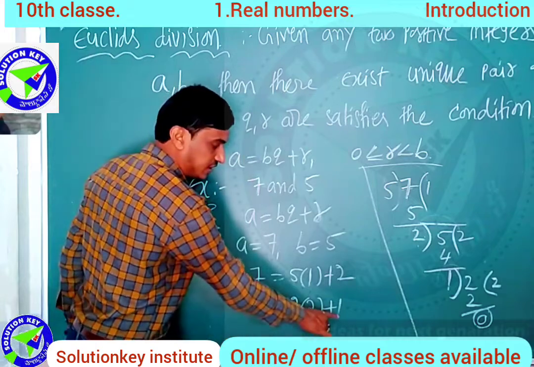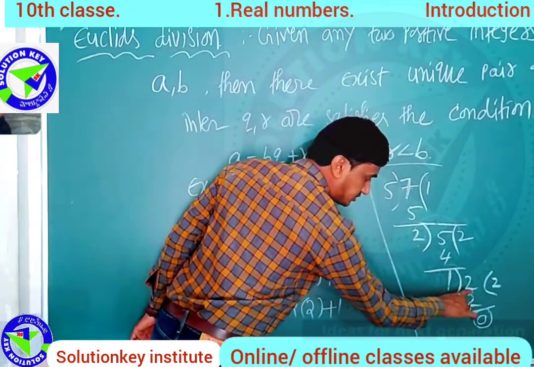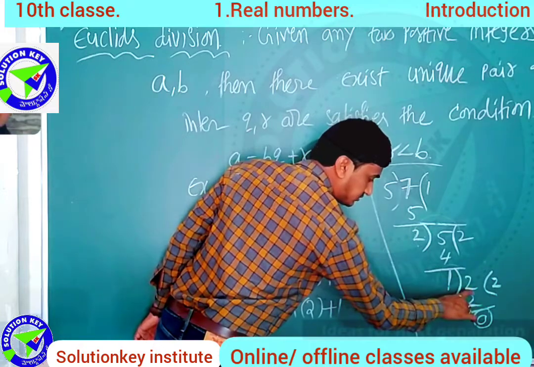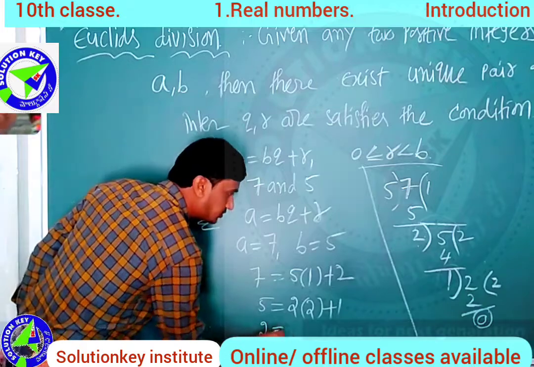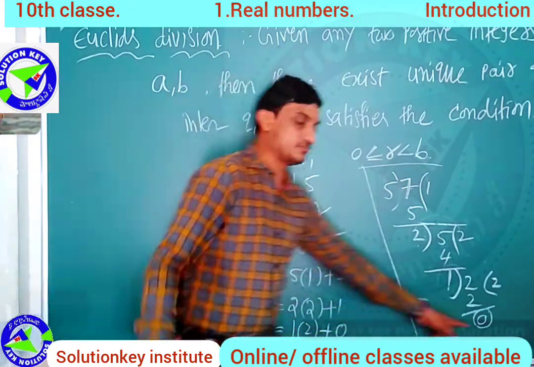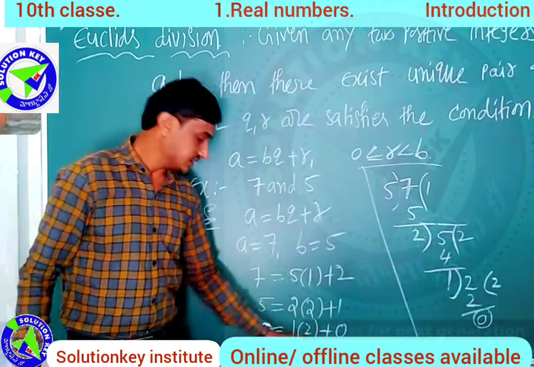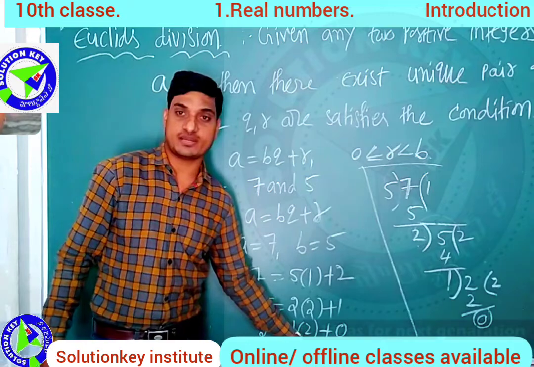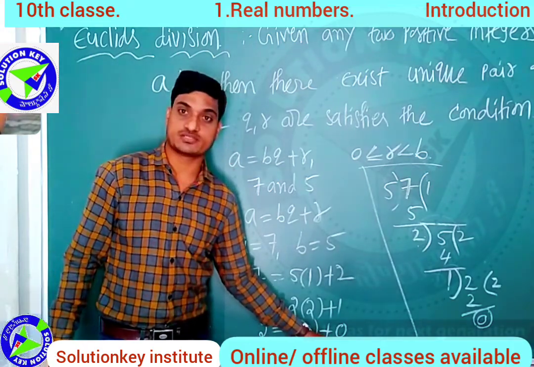Still you are not getting the zero remainder. Next, one more step is also there: 2 = 1 × 2 + 0 remainder. This is the process I am writing here. Then what do you get? 0 remainder. Finally you are getting 0, yes.